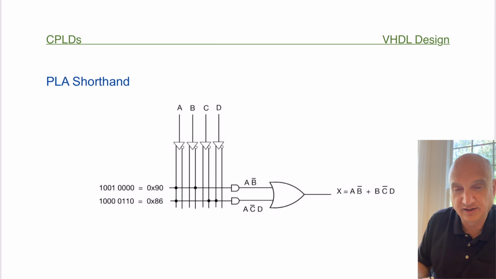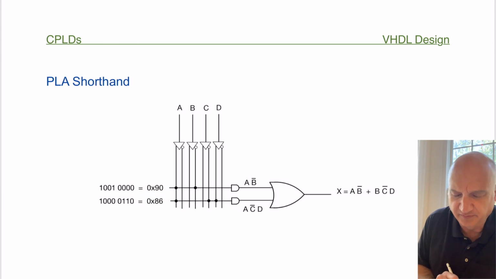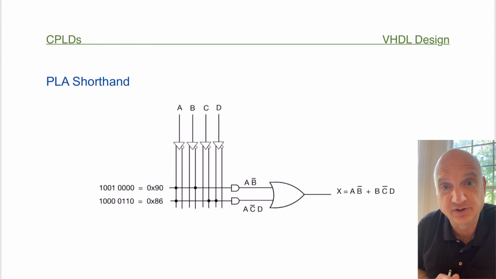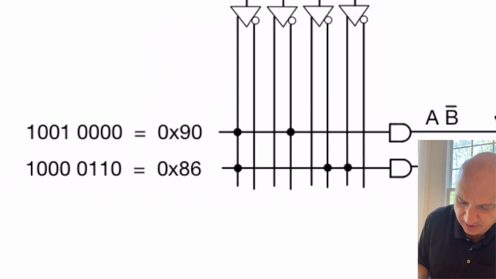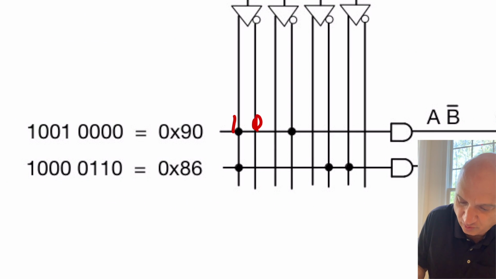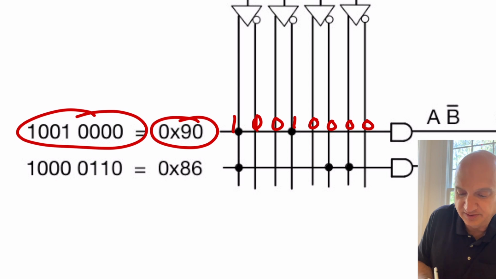Now, the other thing that I want to do for the sake of our examples that occur later is draw the hexadecimal representation of the binary representation of the connection map, or what we sometimes refer to as the fuse map. And if we represent a connection with a 1, we could represent the connection here as 1, and that would be 0, 0, 1, 0, 0, 0, 0. Then we'll see that that number is right here, 1001, and then we can write that as a hex value as 0x90. So let's do the same for the next value.